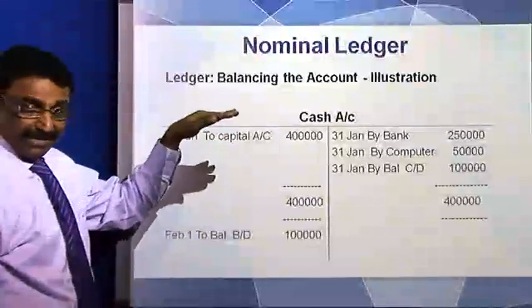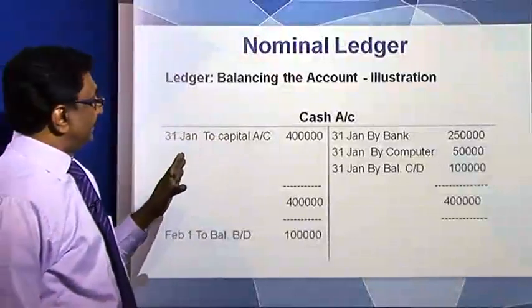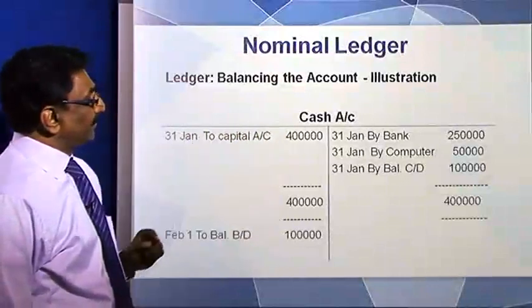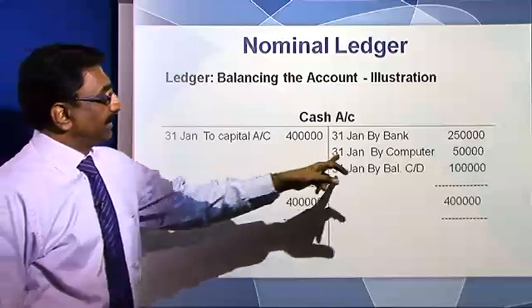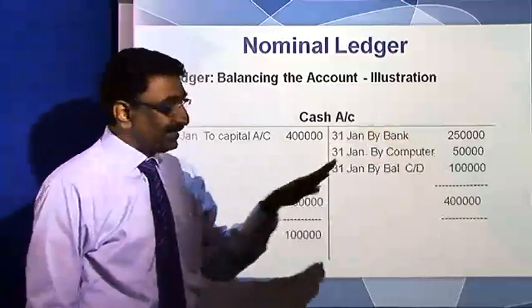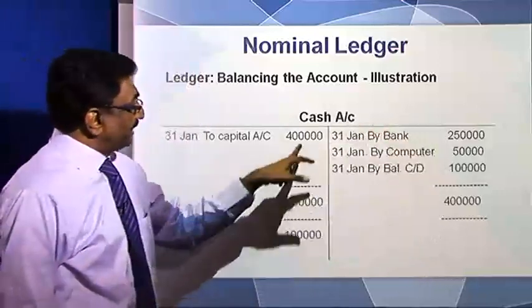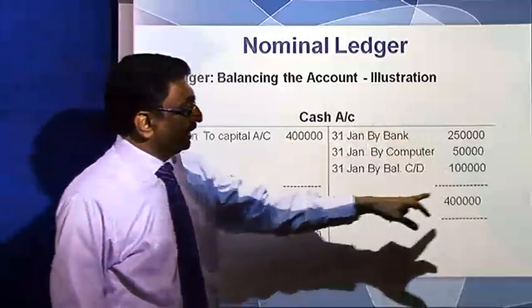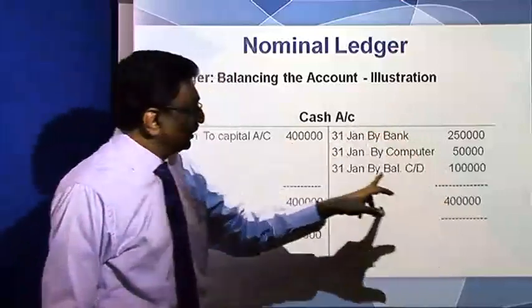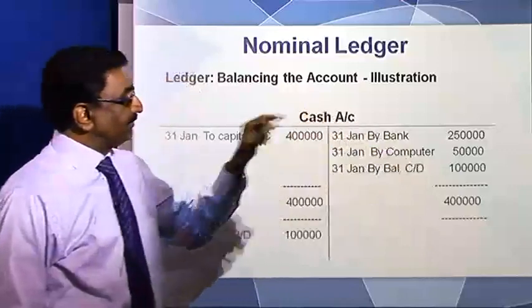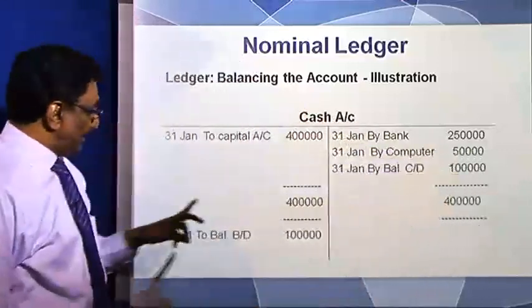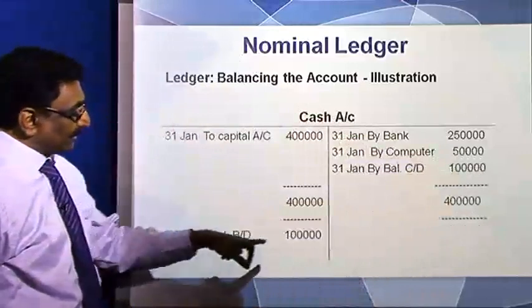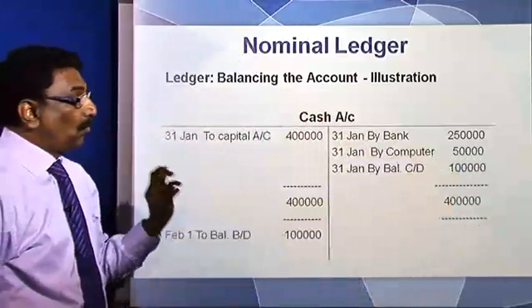Now after recording all the transactions, I will find that I brought money in the form of capital, then I moved some money into the bank, I bought a computer. Then at the end of the month, I say I brought 4 lakh, and my 4 lakh has to be reconciled. So what is the balance I should have in my cash? It is 1 lakh. So in the beginning of next month, I bring down that 1 lakh as my so-called opening balance.